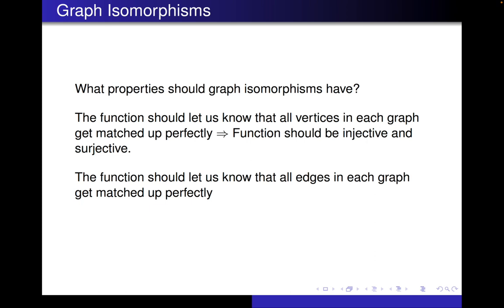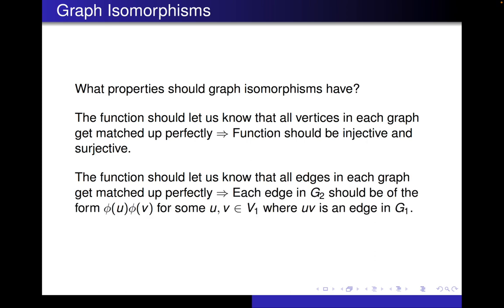The function should let us know that all the edges in the graph match up perfectly. In other words, if I look at phi of U, phi of V, that should be an edge precisely when UV is an edge. So if UV is an edge in the first graph, phi of U, phi of V should be an edge in the second graph, and vice versa.